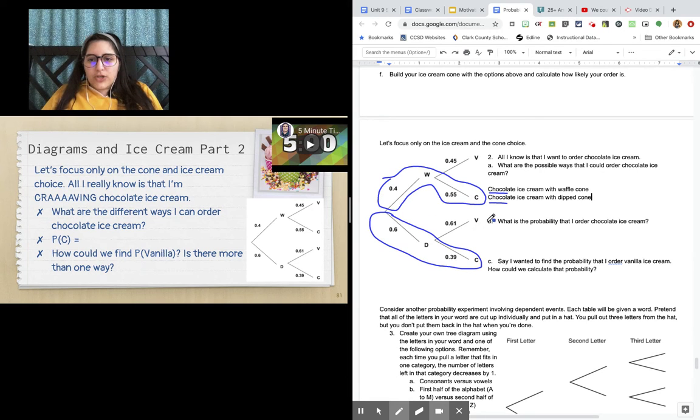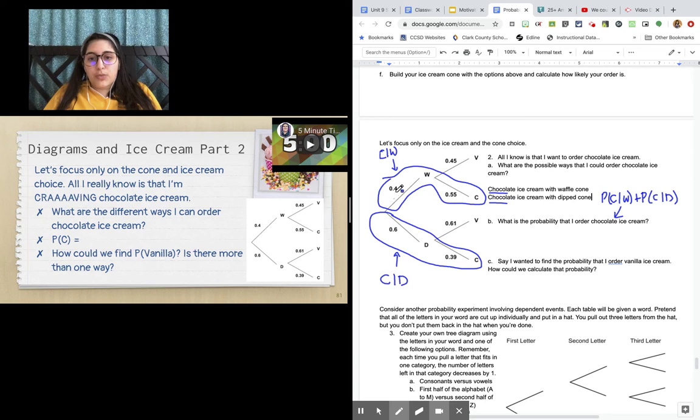So the probability that I order chocolate ice cream is equal to, I need to add both of my paths, right, that lead me to chocolate ice cream. So I need the probability of, oops, let me erase that. That's the wrong letter there. So what's the probability that I order chocolate ice cream given that I ordered a waffle cone? And then I need to add what's the probability that I order chocolate ice cream given that I'm going to order a dipped cone. Okay, so C given W is this first path up here. So this is C given W. Okay, that's my top path. And this one down here is C given D.